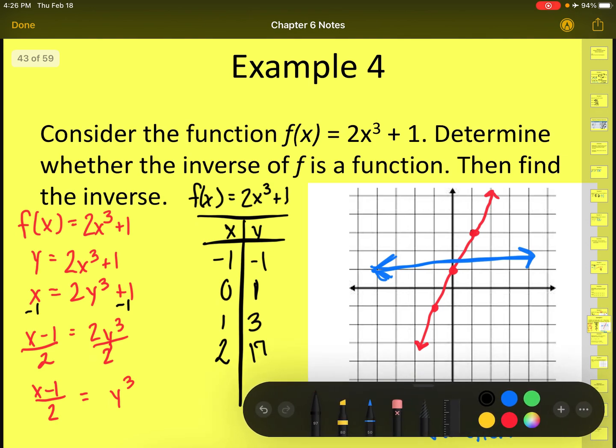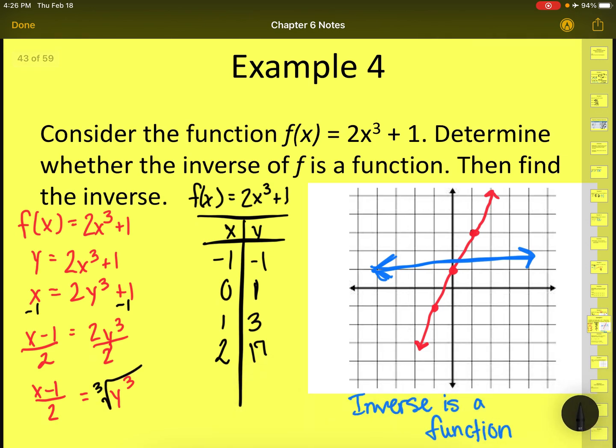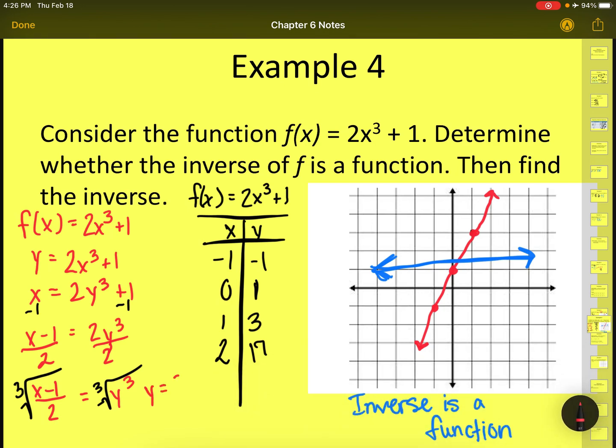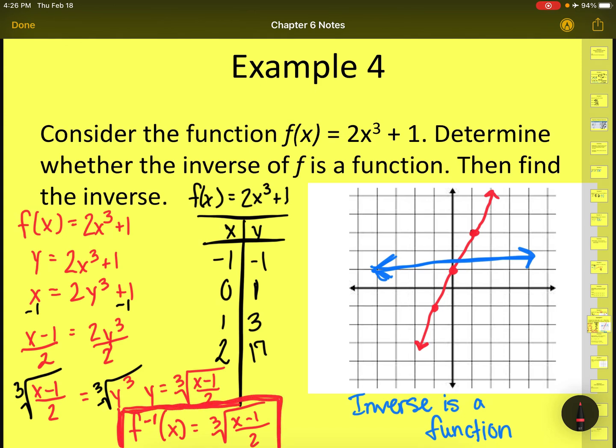So in order to get rid of that exponent of 3, remember we need to use the same type of root. So the exponent of 3 matches with the third root. So for y, we're left with the third root of (x minus 1) all over 2. But our last step is to replace y with the inverse of f. So f inverse is equal to the third root of (x minus 1) all over 2. So here's our function's inverse that is a function as well, according to the horizontal line test.